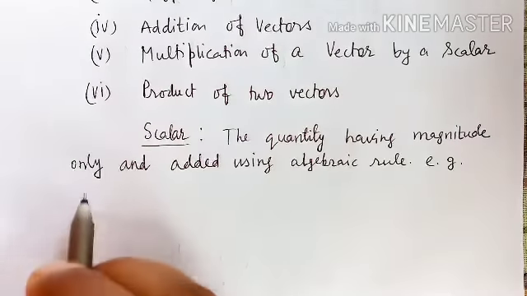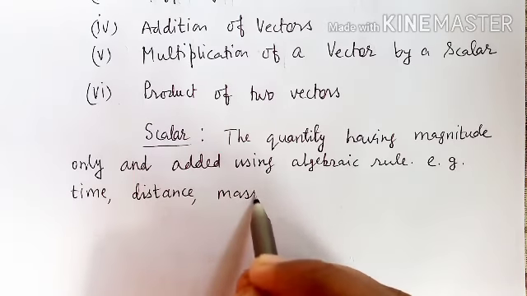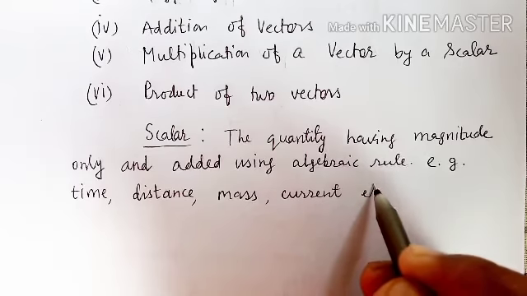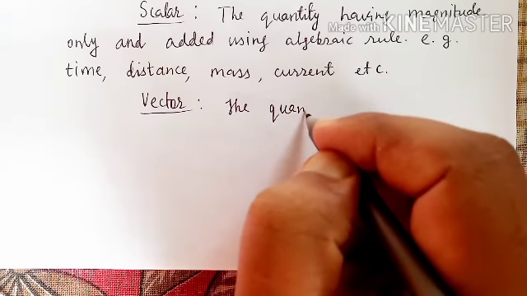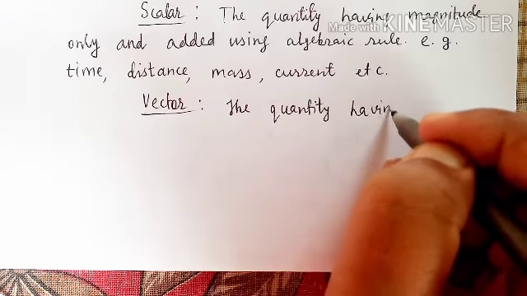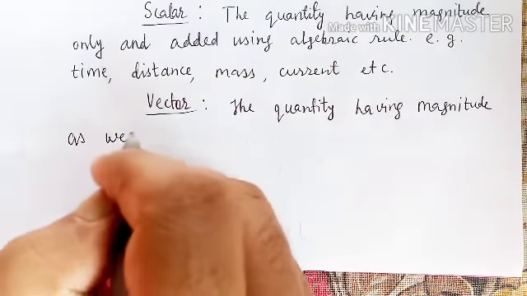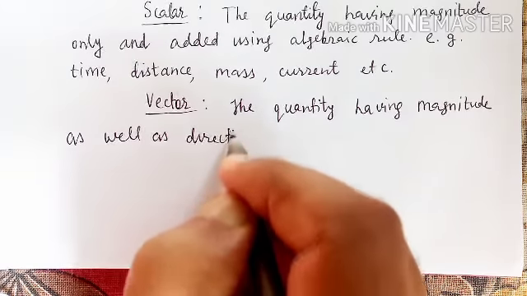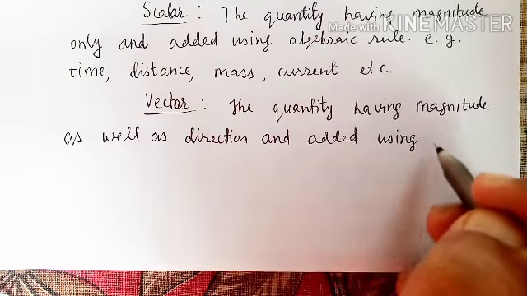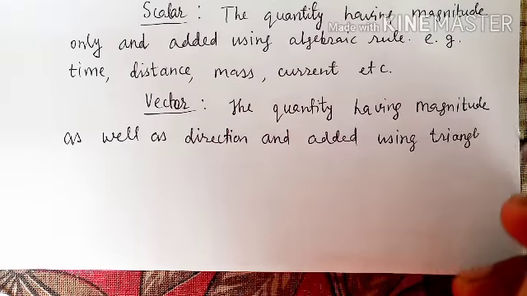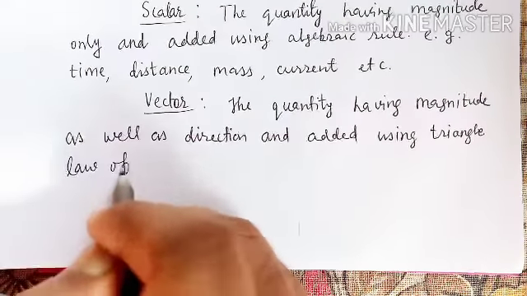For example, time, distance, mass, current, etc. Vector: the quantity having magnitude as well as direction and added using triangle law of vector addition.